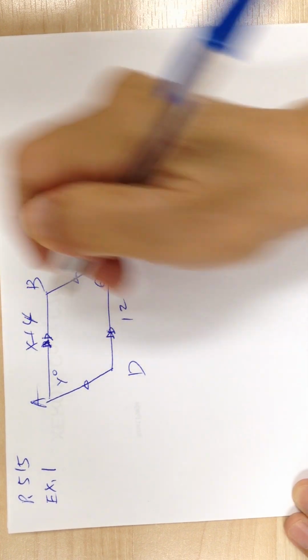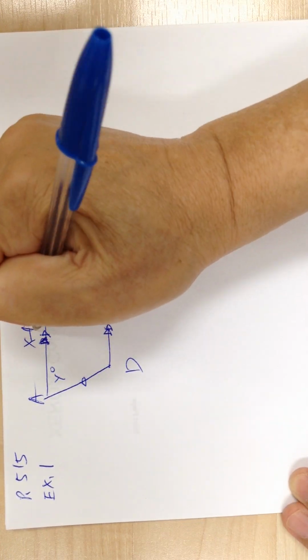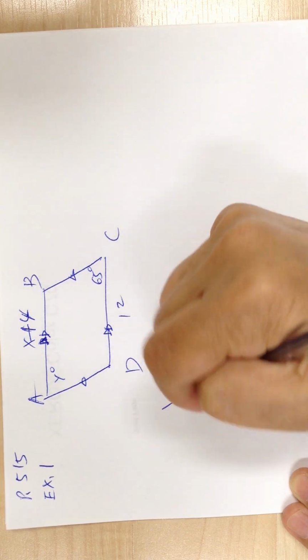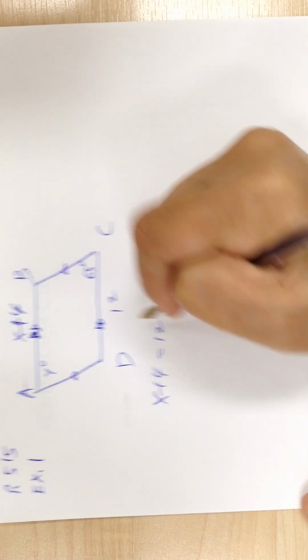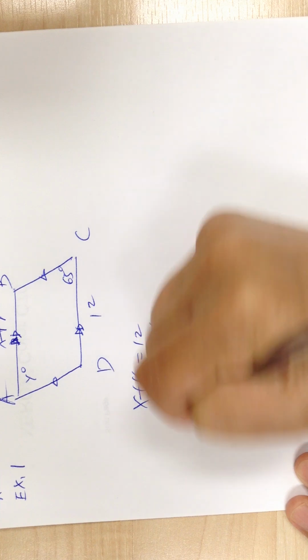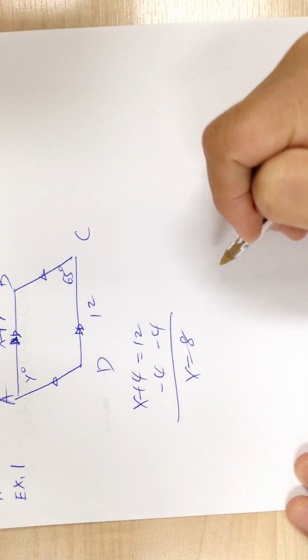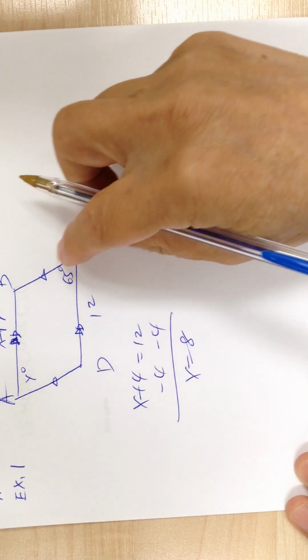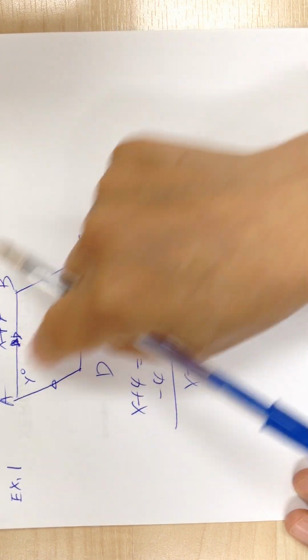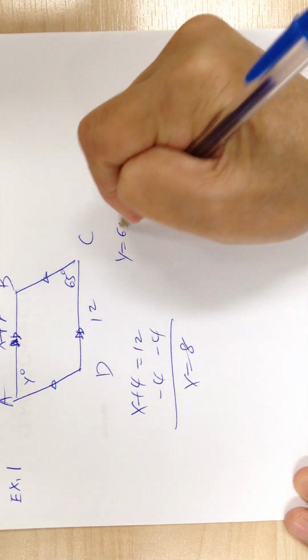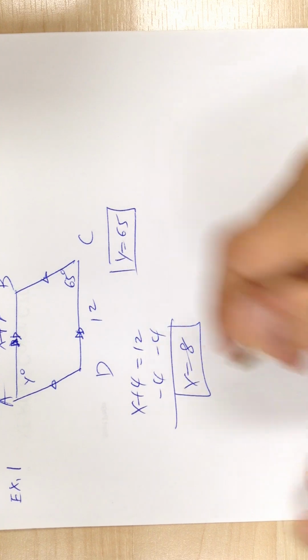In this case, since opposite sides are congruent, x plus 4 equals 12. Minus 4 on each side, so x equals 8. Now for y, opposite angles are congruent, so y equals 65. And that's your answer.